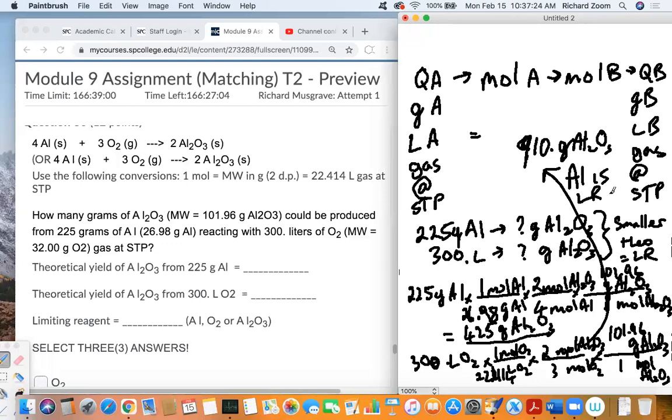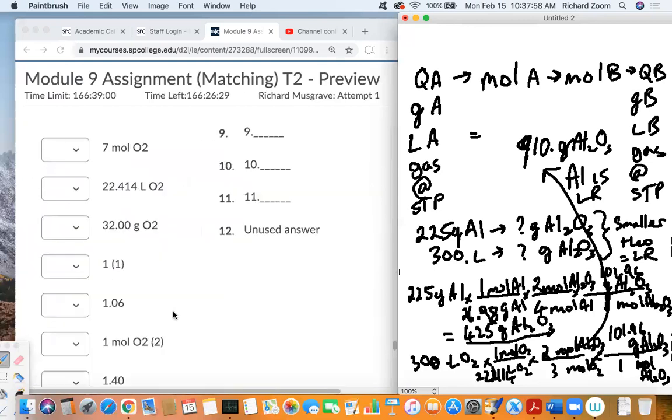Does anybody have any questions? So aluminum is the limiting reagent? Yes, that's right. The theoretical yield of Al2O3 from 225 grams of Al is 425 grams of Al2O3. The theoretical yield of Al2O3 from 300 liters of O2 is 910 grams. The limiting reagent is Al. Okay, thank you.